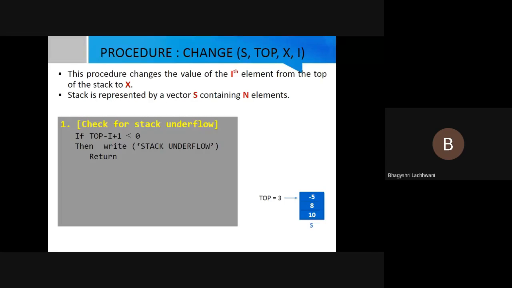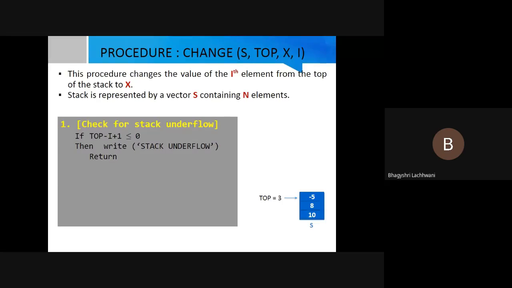How is the underflow condition checked? Top minus i plus 1 is less than or equal to 0. If the condition is satisfied, that means whatever element you want to update is not present in the stack. So we will just give a message to the user that underflow and come out of the program.